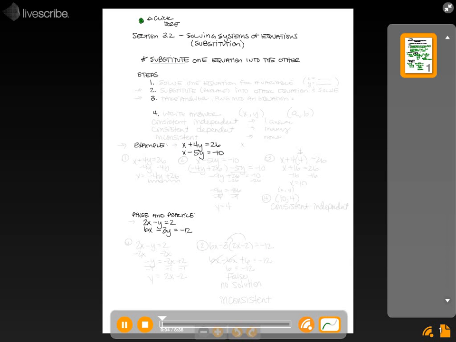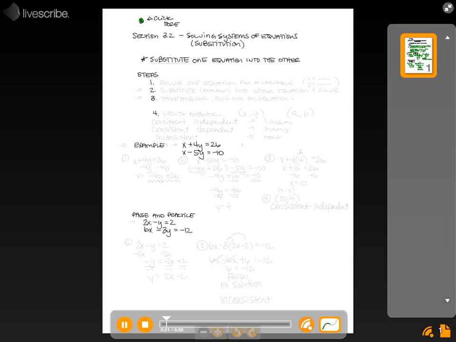Okay, these are our notes for section 3.2 on solving systems of equations using substitution. That's the second method of solving systems of equations, and this is going to be using algebra. This is one of the two ways to solve a system of equations algebraically. The other way is elimination.